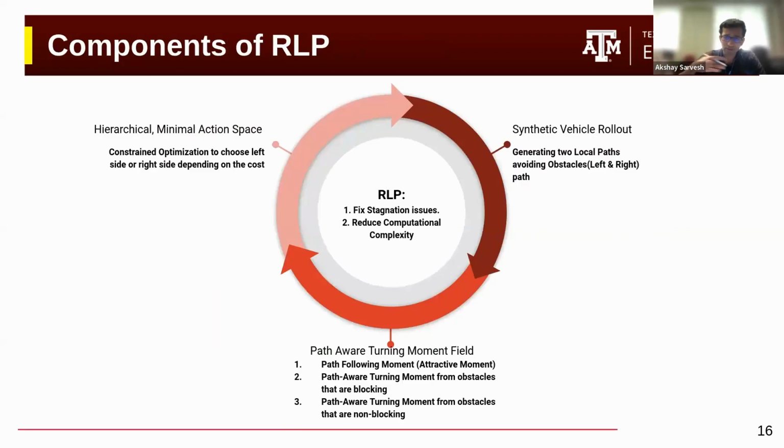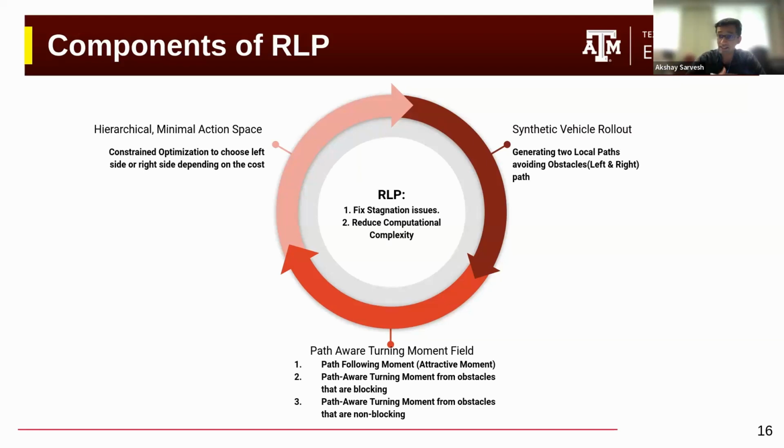I want to talk about reshaping local path planner. What are the components of reshaping local path planner? To begin with, we have a hierarchical and a minimal action space. That is, we perform a constrained optimization to choose either the left side or the right side, and this is depending on the overall cost. If the left side has a lower cost, we take the left side. If the right side has a lower cost, we go on the right side.